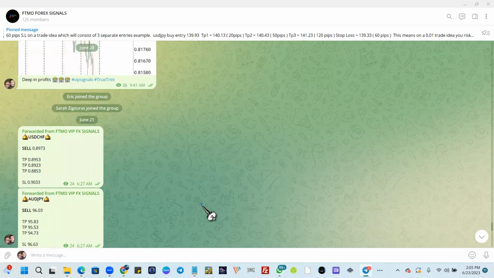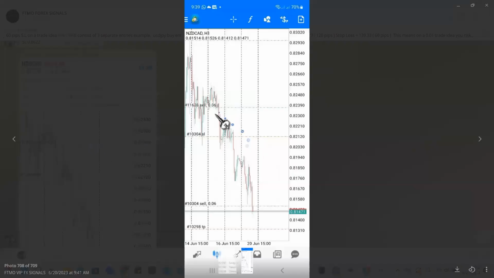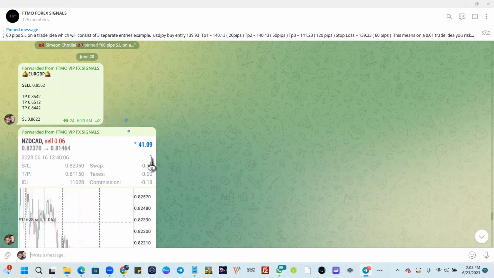So if you're interested in getting, look at this lovely NZD card here. Look at this, guys. A beautiful trade idea here, right?